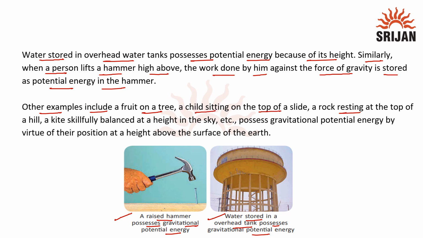Other examples include a fruit on a tree, a child sitting on the top of a slide, a rock resting on the top of a hill, a kite skillfully balanced at height in the sky. All these possess gravitational potential energy by virtue of their position at a height above the surface of Earth.